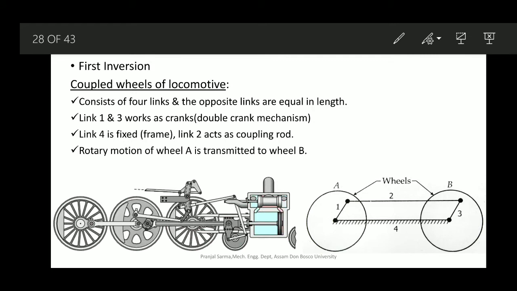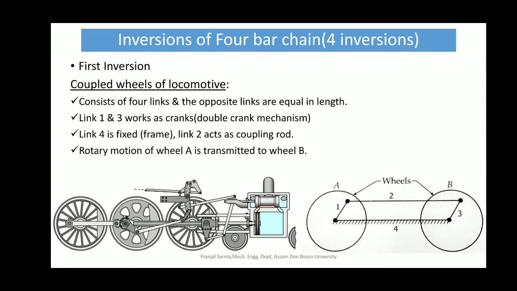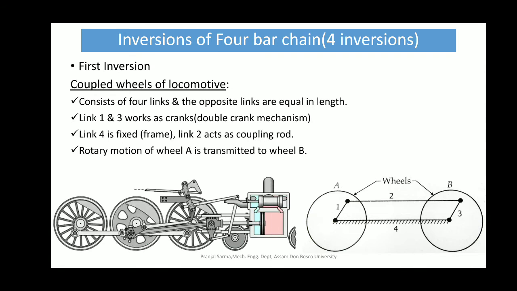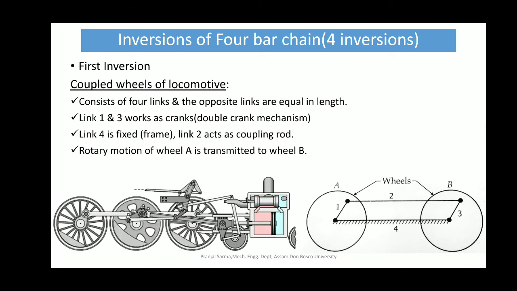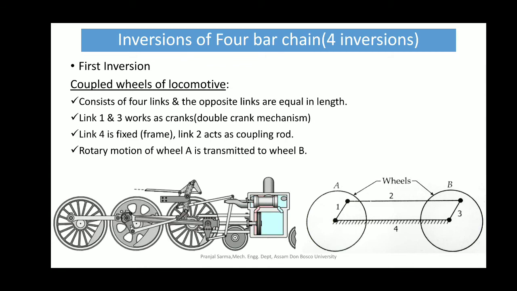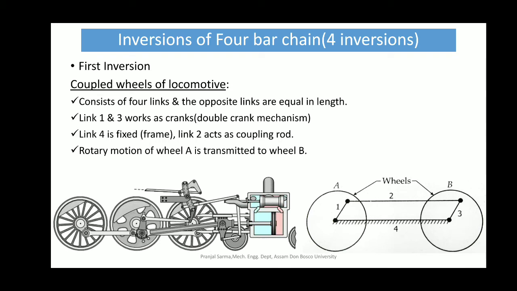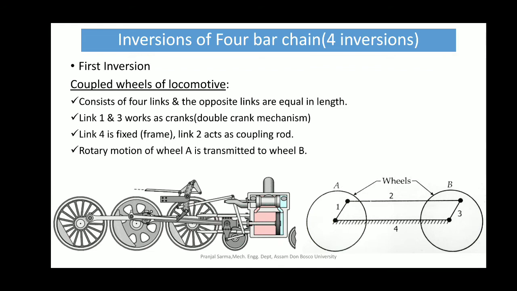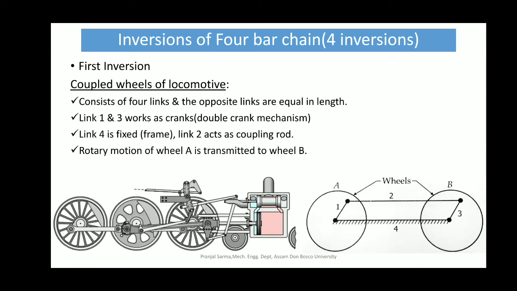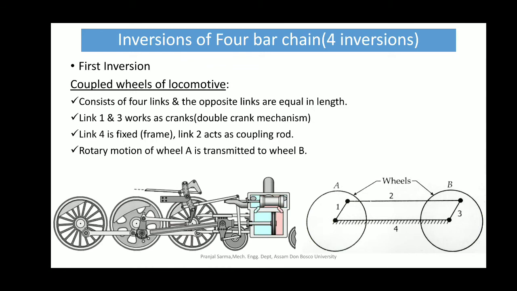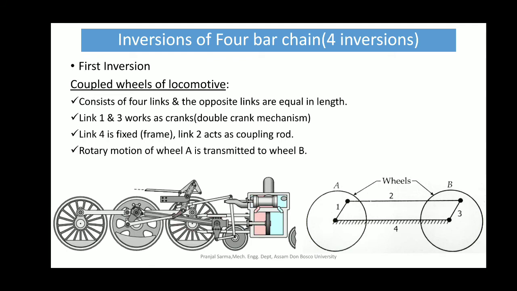Now we come to the inversion of mechanism, and initially we come to the inversion of the basic type of chain, the four-bar chain. As we have already discussed, what is inversion of mechanism? We know that a mechanism comes from a kinematic chain. How can we obtain a mechanism? We obtain a mechanism by fixing a particular link. If we fix a link from a kinematic chain, we obtain a mechanism from it.